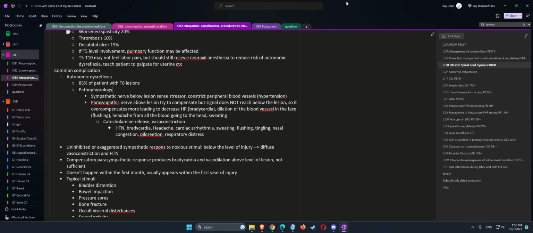Like you can have things inside the bladder, and so those are things that I would want them to assist me in working her up, to see if this is the appropriate diagnosis.